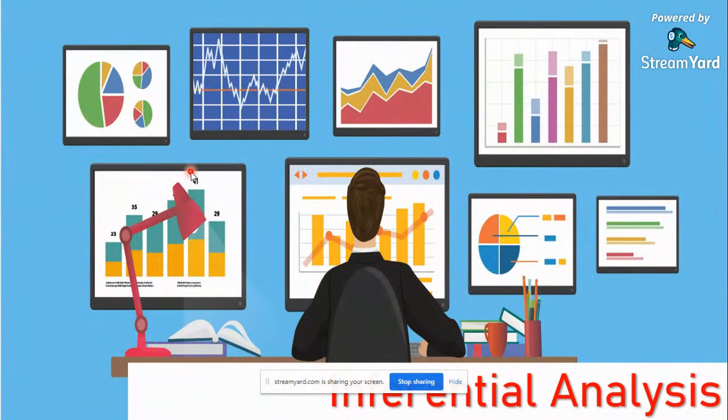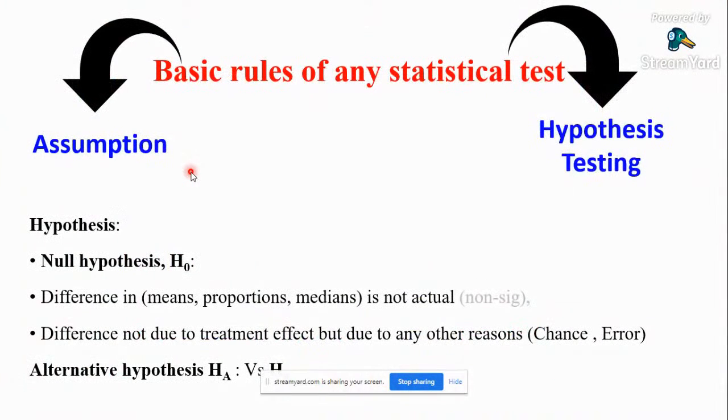So this was all about the descriptive statistics that we have. Next we talk about inferential statistics. Now, regarding inferential statistics, the basic rule for performing any statistical test is that there has to be an assumption and there has to be hypothesis testing.